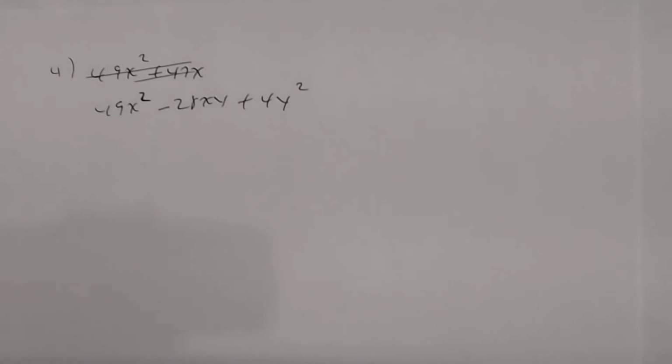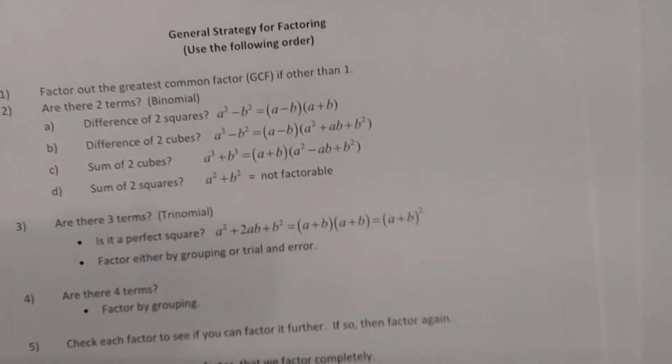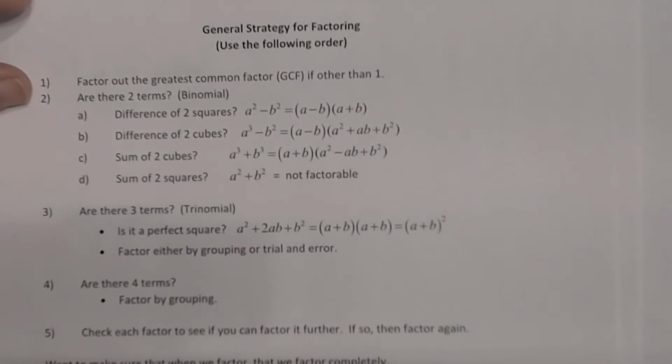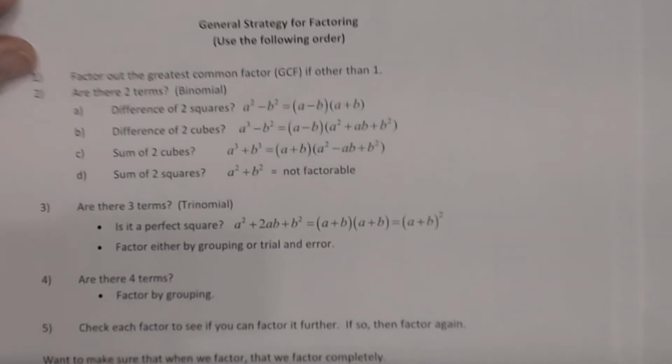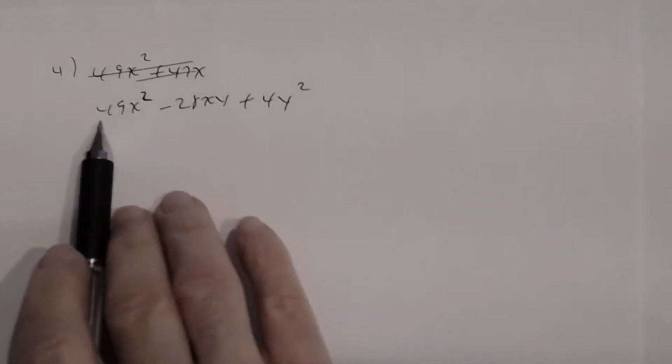Okay, so again, if we look at our little flow chart, our strategy, the first thing you look for is the GCF. In this case, it's 1.